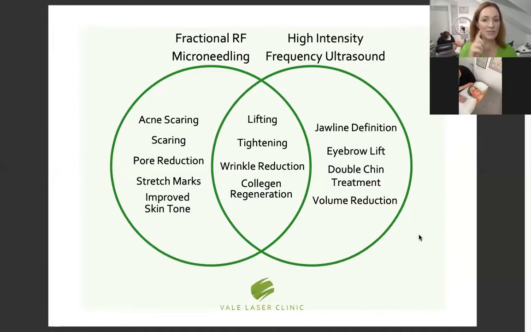This is where you want to look for all of your treatments. If you are looking for lifting, tightening and wrinkle reduction, and collagen regeneration, both treatments are going to work really well. If you're looking to improve stretch marks, skin tone, pore reduction, scarring, acne scarring, as well as any other scarring, then it's the fractional microneedling that you need to have a look at. If you are looking to gain some definition around the jawline to reduce that volume, if it's quite full by here or on your chin, then it's the HIFU. If you want to have that eyebrow lift, we are then referring back to the HIFU, and again, just tightening up around that chin area.